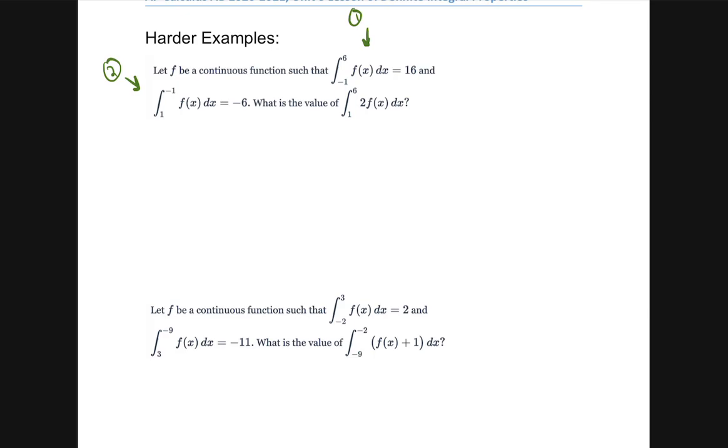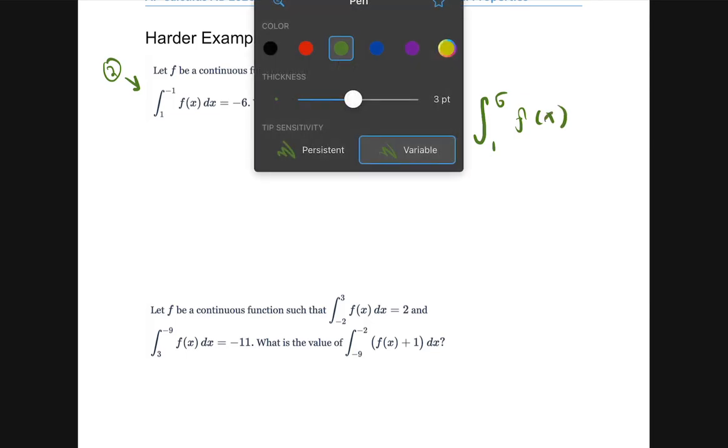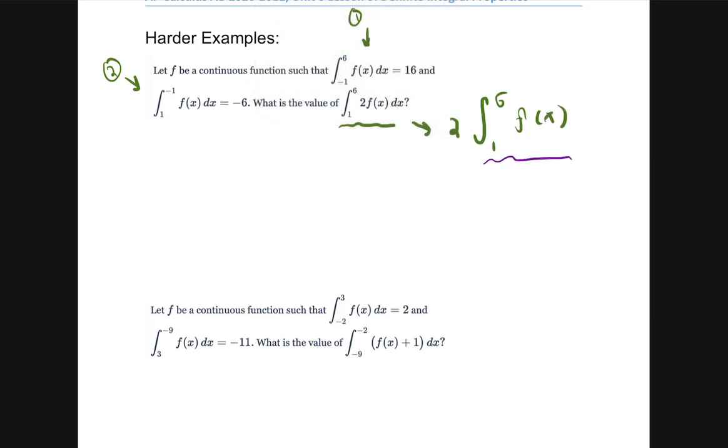So what we're trying to figure out is the definite integral from 1 to 6 of 2 times f of x. And so let me look at what I have. Well, I could rewrite this. The first thing I'm going to do, this is 2 times the definite integral from 1 to 6 of f of x. I'm going to pull that 2 out. Then I need to think, okay, I don't have anything that's 1 to 6, but what do I have? I have something that's from -1 to 1, and I have something that's from -1 to 6.